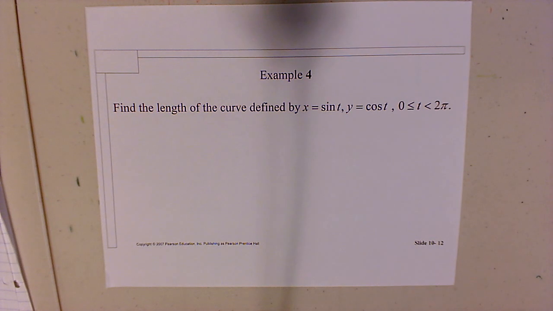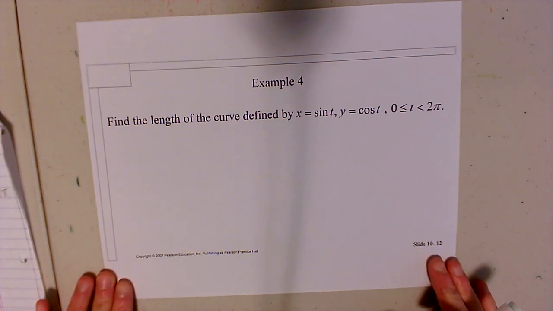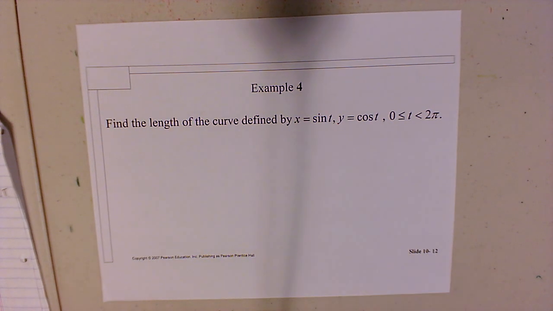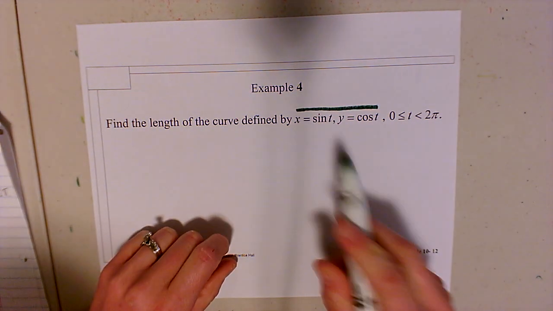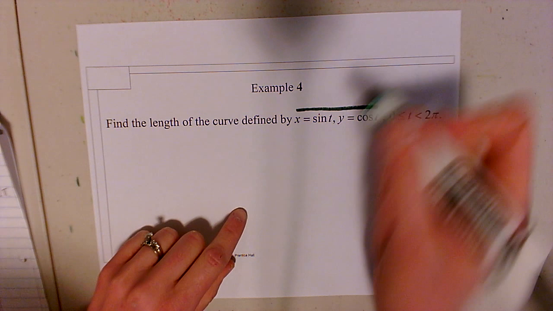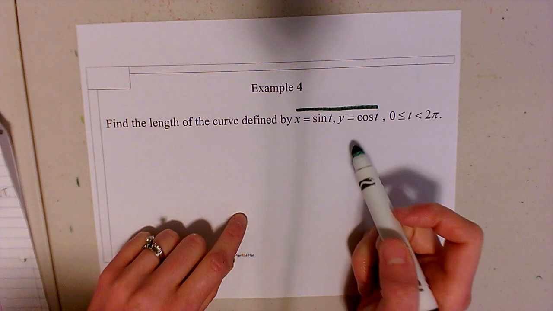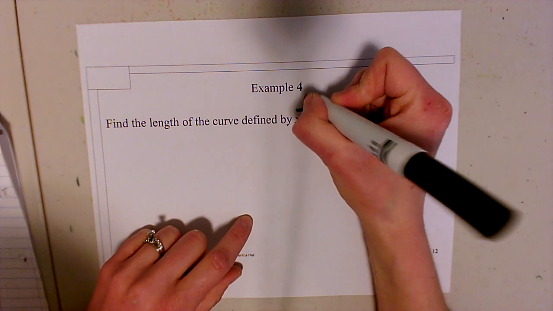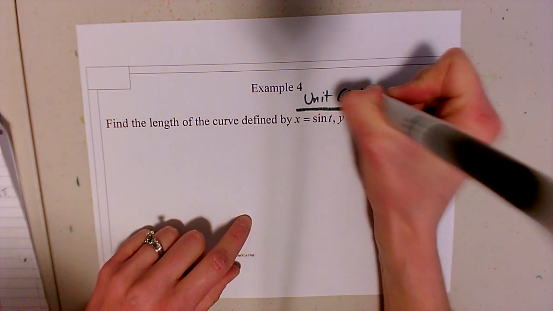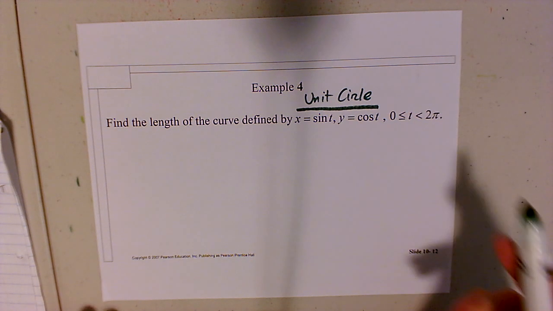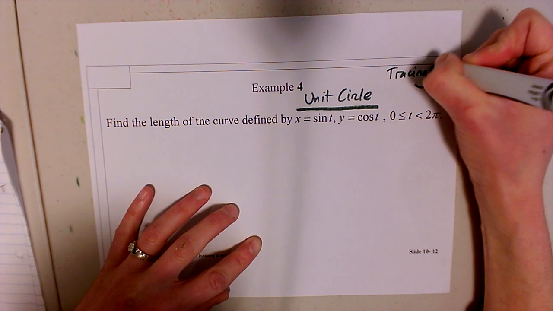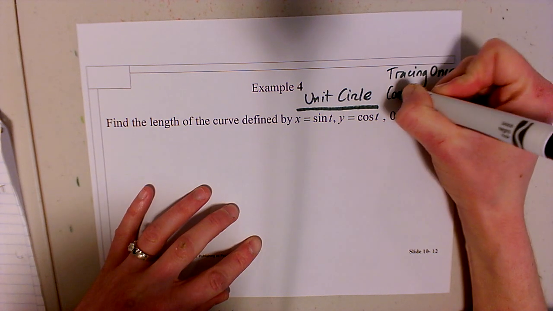We have to find the length of the curve defined by x is sine t, y is cosine t, and we're going from 0 to 2 pi. Hopefully you recognize this from the beginning. If we were to square these, x squared is sine squared t, y squared is cosine squared t, this takes us back to the example that we did in the very beginning of the topic, and this is just the unit circle. And if we're going from 0 to 2 pi, then this means that we're tracing it once completely around.